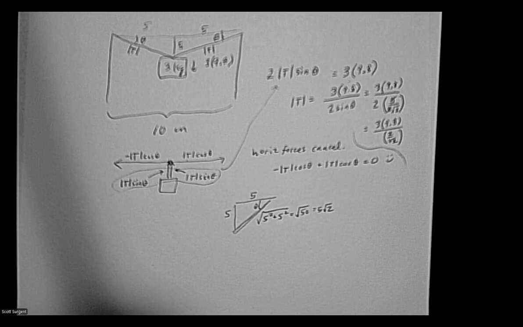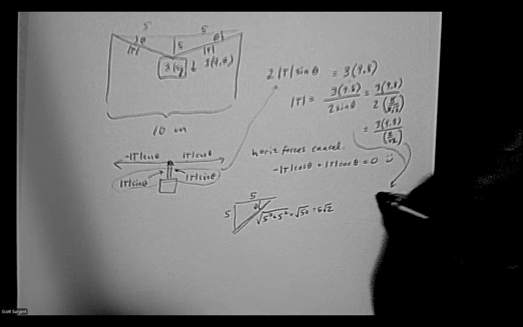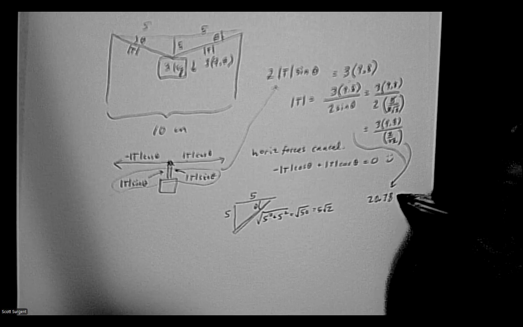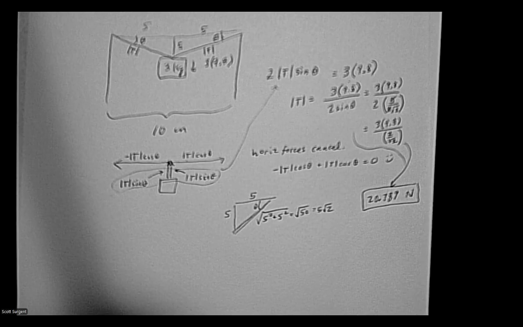Go ahead and punch that out on a calculator. Just be careful with your parentheses. So 3 times 9.8, and then divided by 2 over root 2. So parentheses 2 divided by root 2, close parentheses. And I get 20.789. That'll be newtons. Okay.